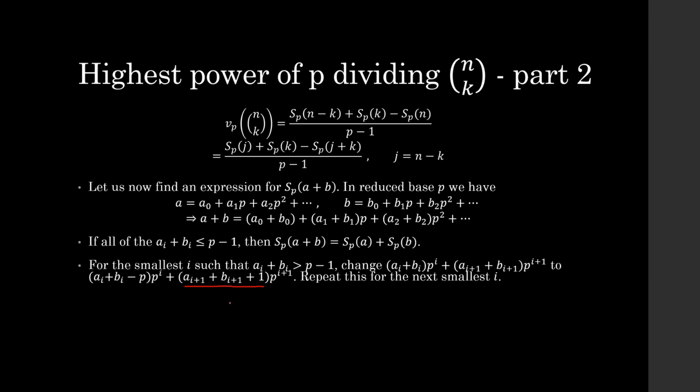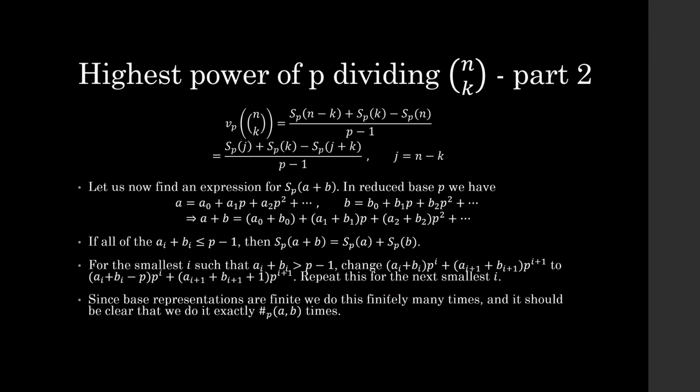And so basically what we're doing here is the process of carrying over. It's the same as carrying over in base 10 that we did earlier. We subtract the base that we've got, and we're adding 1 to the next sum. So what we're doing here is exactly carrying over. So, since base representations are finite, we do this finitely many times. And now, as I've said, we're going to do this exactly #P of AB times, because it's the number of carries that we have in adding these guys in base P.